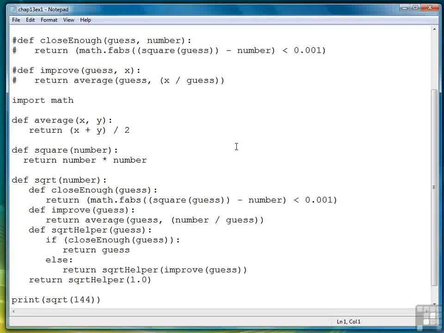The functions that aren't general enough to be used in other instances, probably, close enough, improve, and square root helper, get defined within square root so that someone looking at the program doesn't have to look far to figure out what these functions do. So with that, we wrap up this exercise and we wrap up this chapter on scoping and nested functions.